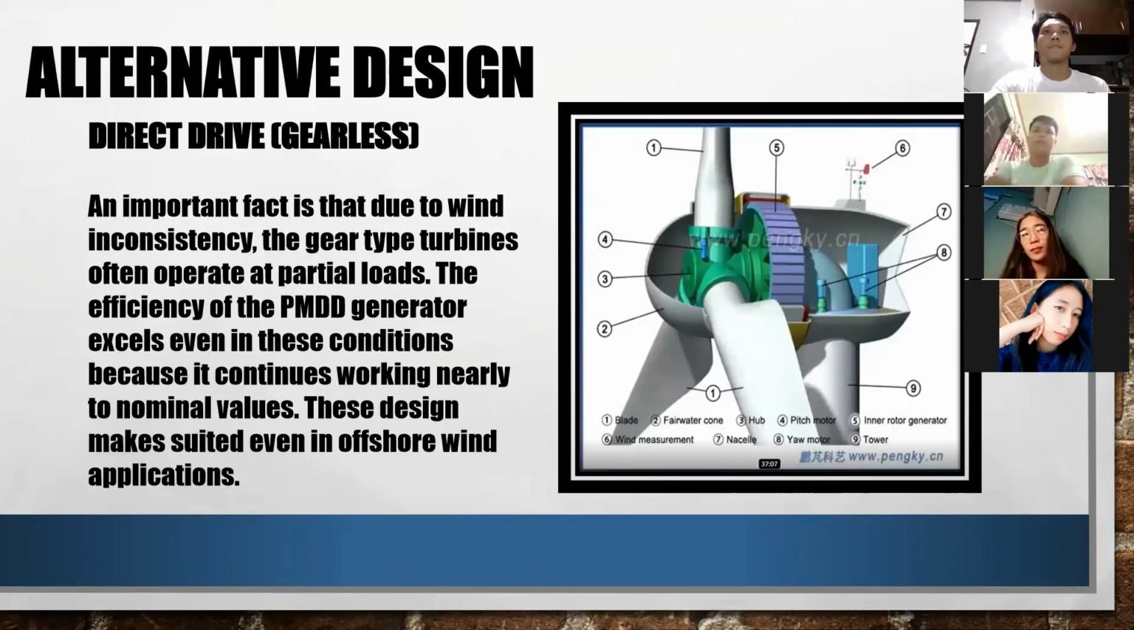Direct drive, gearless. Important facts: due to wind inconsistency, the gear type turbines often operate at partial loads. The efficiency of the PMDD generators excels even in these conditions because it continues working nearly to nominal values. This design makes it suited even for offshore wind applications.